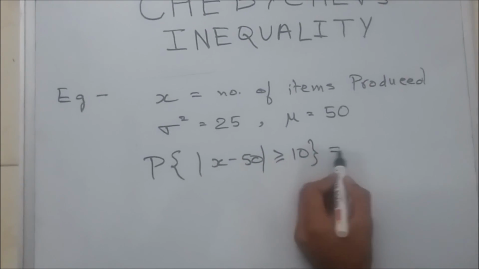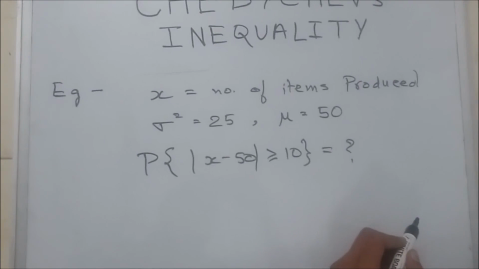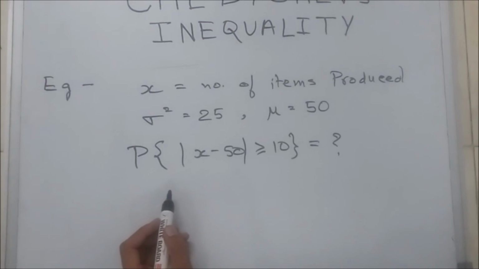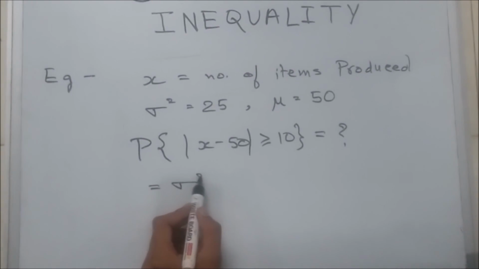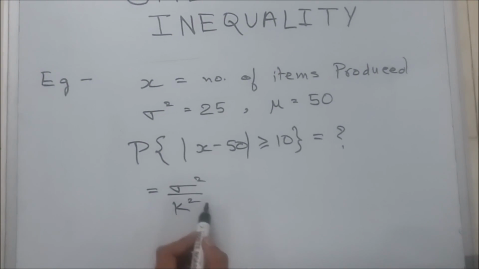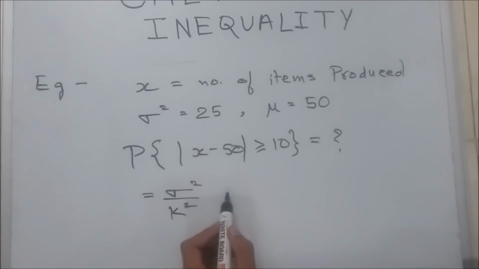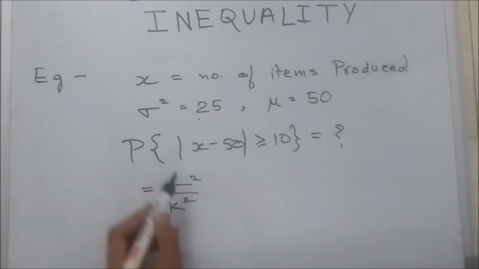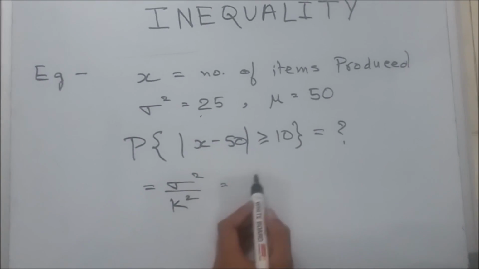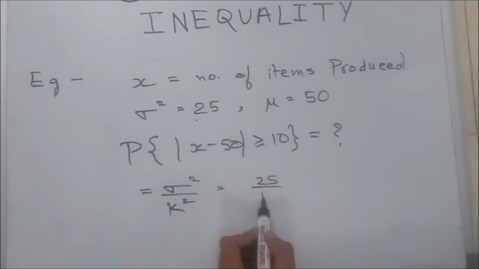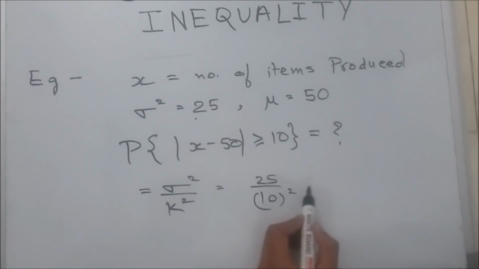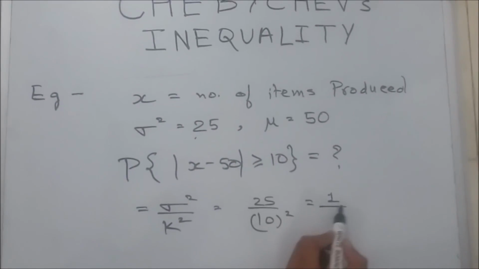So we can write it as P mod x minus 50 more than or equal to 10. And since we know that k equal to 10, we can directly plug in the variables into the formula, that is sigma square by k square, where we are given the value of sigma square as 25 here. So we can directly say the probability will be equal to 25 by 10 square, which comes out to be 25 by 100, which is 1 by 4.